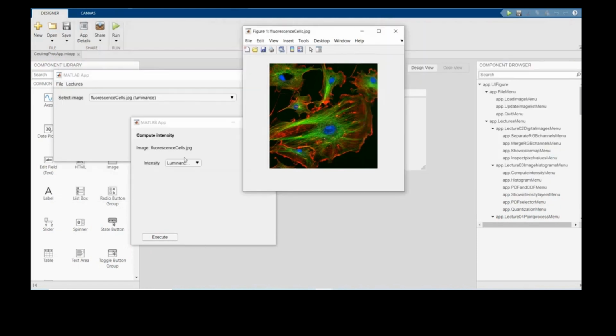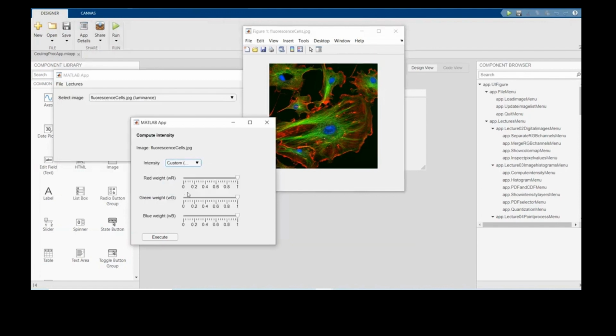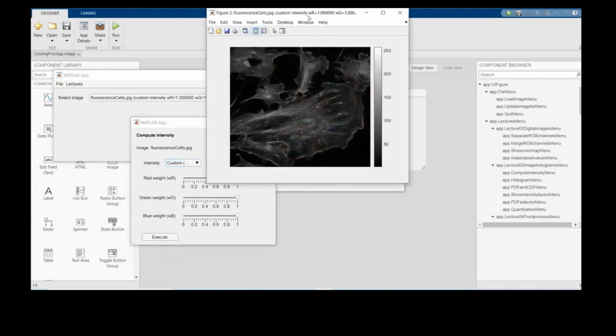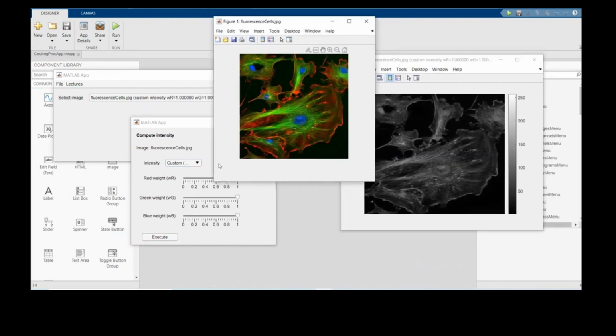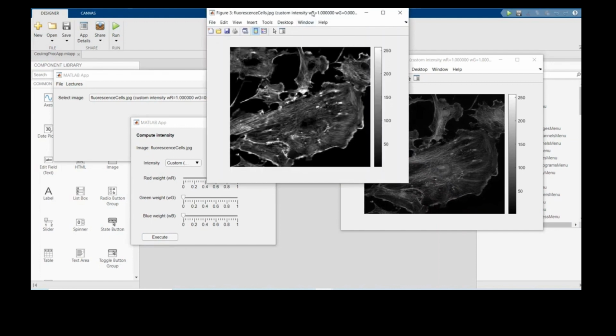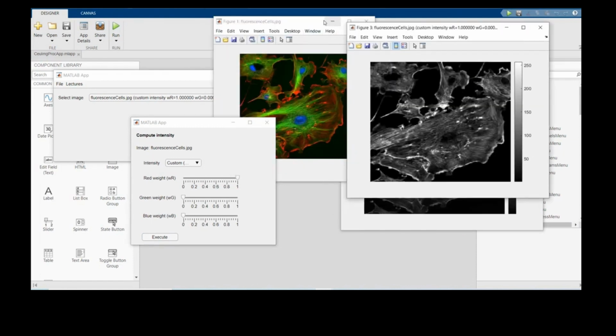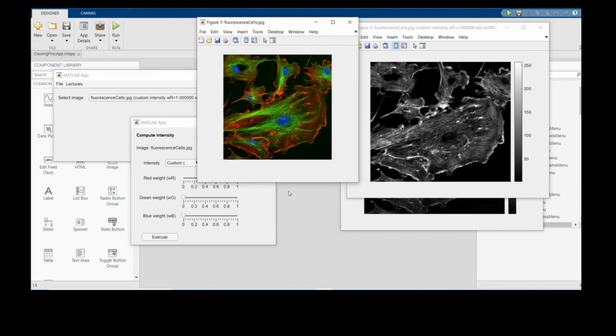Okay, and you can give any arbitrary weighting, so you can have 1, 1, 1 or whatever. For instance, a lot to the red. So let's see how it would look. It is simply just the red channel. So you can play with these weights.